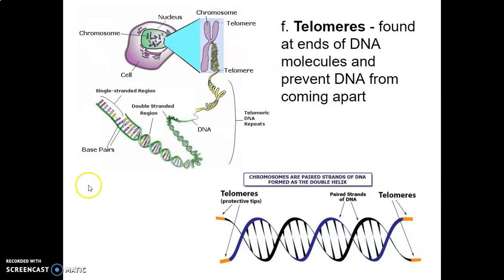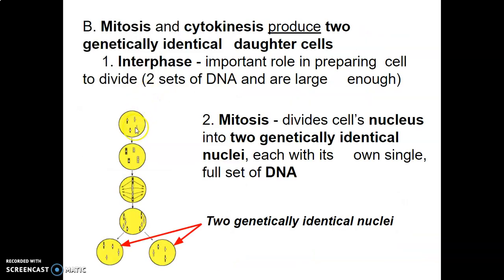So, the end parts, how these DNA strands don't just unwind and uncoil, because it is kind of just grouped up spaghetti, if you will, are called telomeres. Telomeres are found at the end of DNA molecules, and they prevent it from coming apart. It keeps it condensed. It keeps it tightly packed for this process of mitosis.